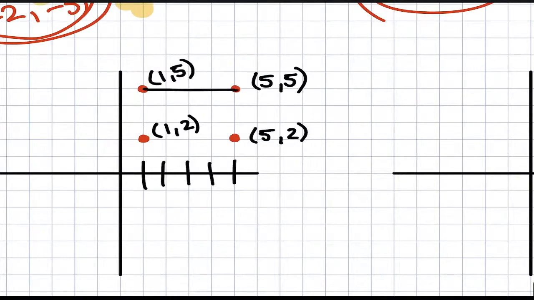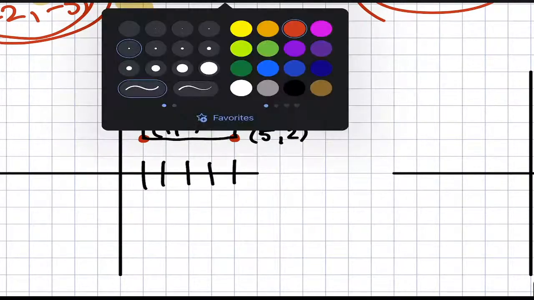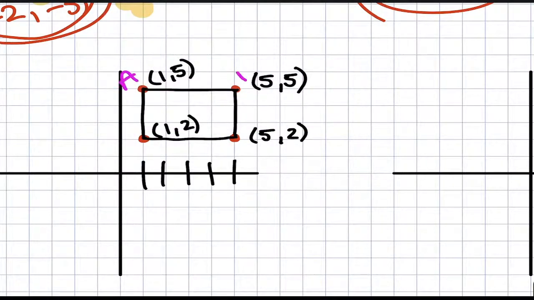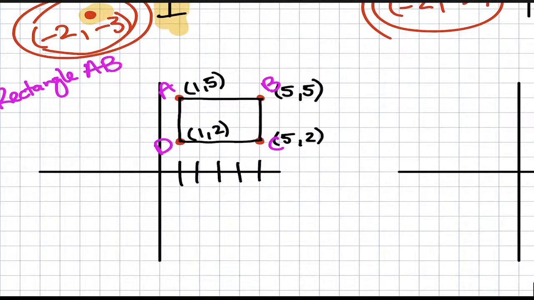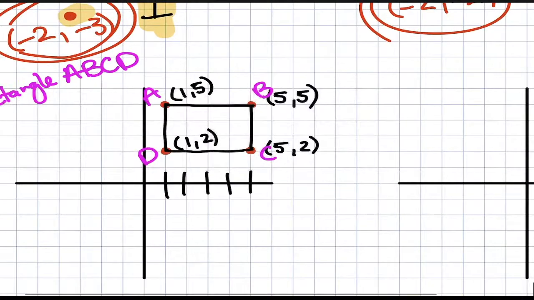So let's connect the dots here. You don't usually have to connect the dots. I'm connecting them because this is going to be our first shape. I'm going to name the shape A, B, C, D. This, ladies and gentlemen, is rectangle A, B, C, D. I'm naming it that because it's a rectangle, in the order A, B, C, D. So when you look at this shape, you need to look at it in that exact order. Follow the letters, okay? Follow the letters, all right?